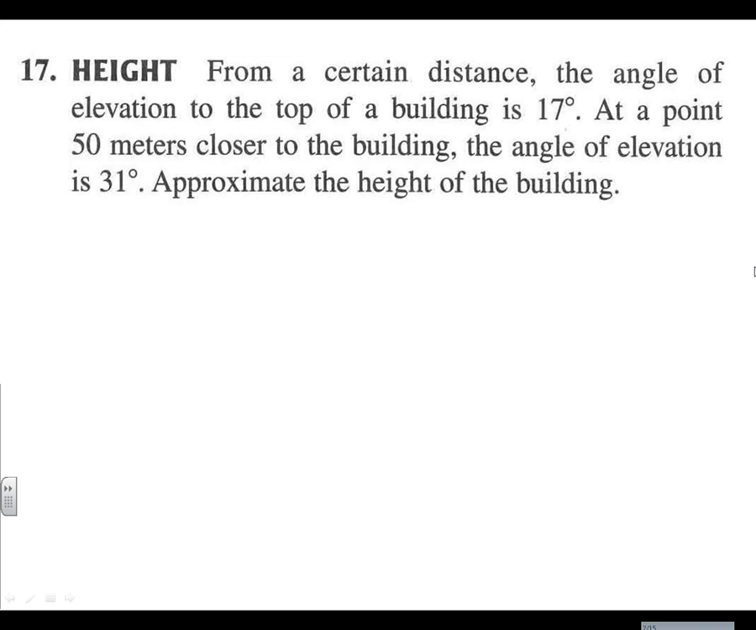From a certain distance, the angle of elevation to the top of a building is 17 degrees. Here's my building. There's the ground. 17 degrees. At a point 50 meters closer. Alright, so I move 50 meters closer, and now my angle of elevation is 31 degrees. Approximate the height of the building.